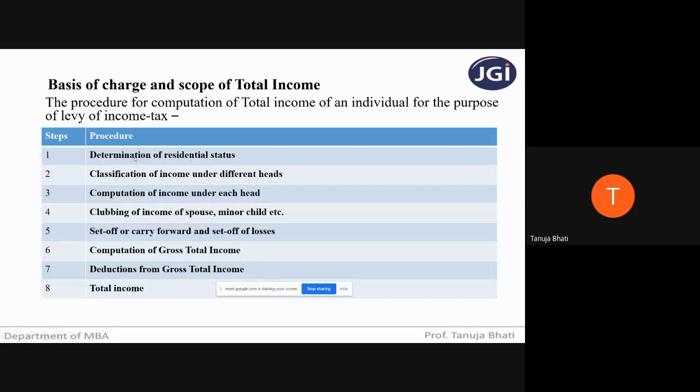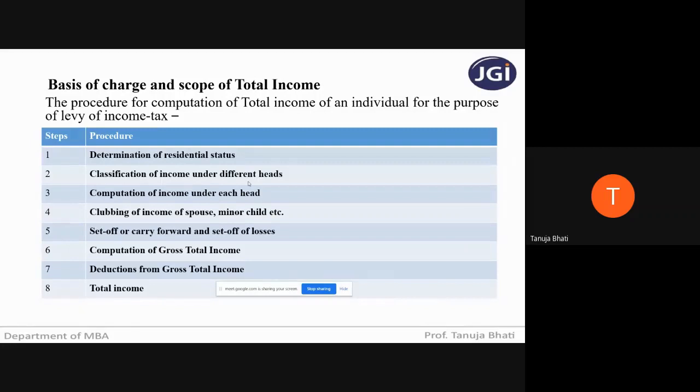So you have to first determine his residential status. You come to know his residential status. Suppose he is a resident of India. The second step you need to do is classification of income under different heads. Students, under the Income Tax Act, income is divided into 5 heads. Remember, income under the Income Tax Act is divided into 5 heads.